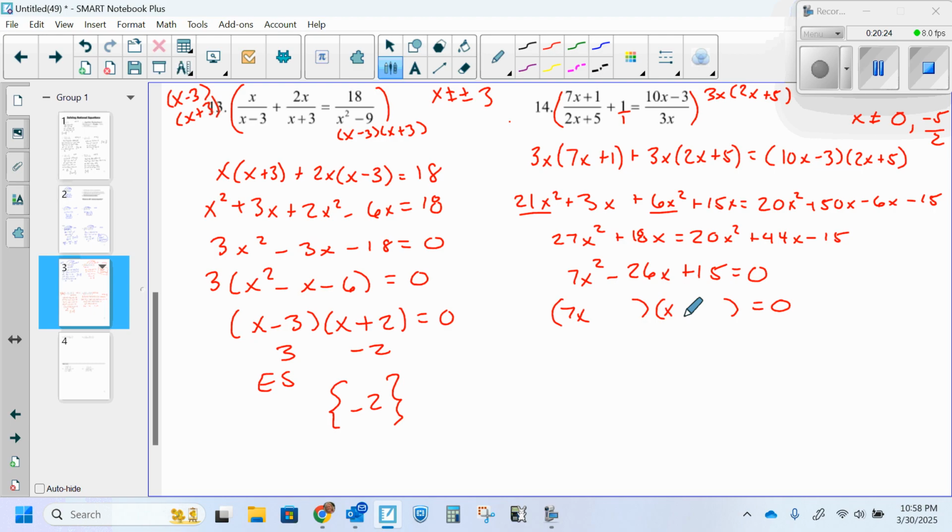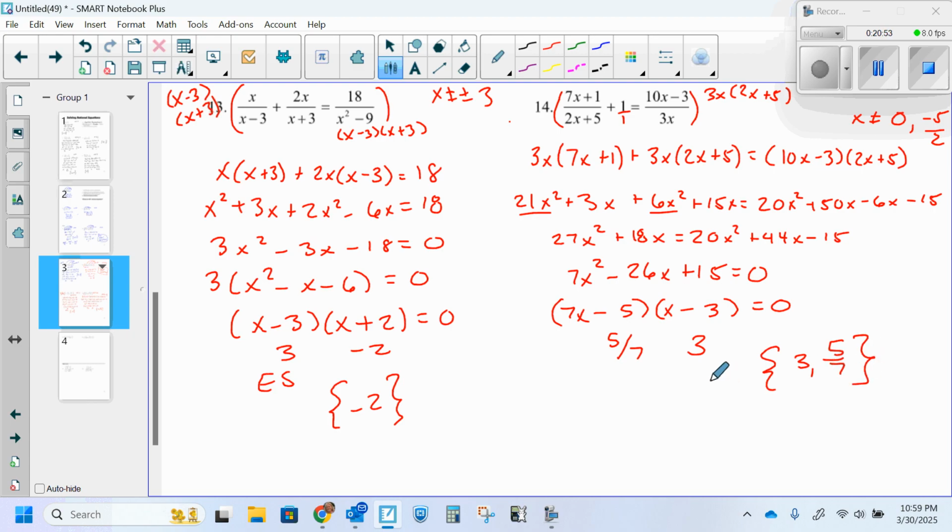The only way to get a 7x squared is a 7x and x. I have a positive product and a negative sum, so these both have to be minus. I need to get a 26, so why don't I put a 3 here and a 5 here? So that gives me negative 21 and a negative 5. There you go. So we get 5/7 and 3. Those are not showing up in my extraneous solutions. And you'll just have to trust me on this one, that those are the answers.